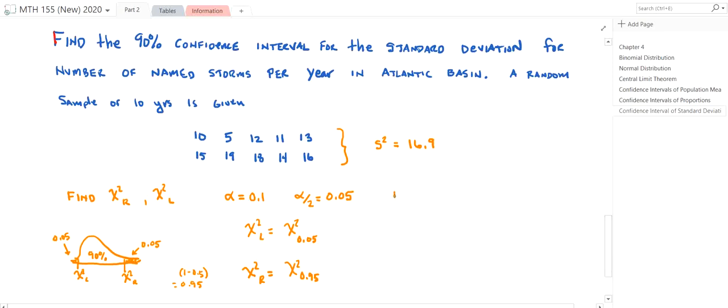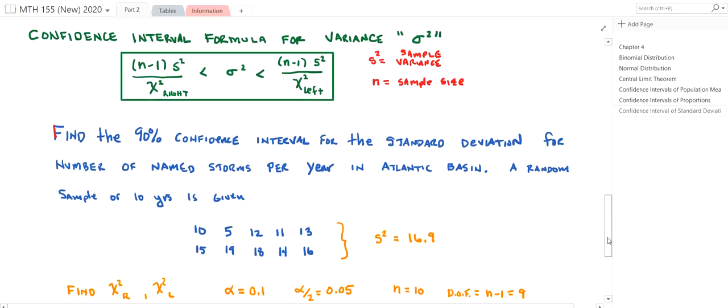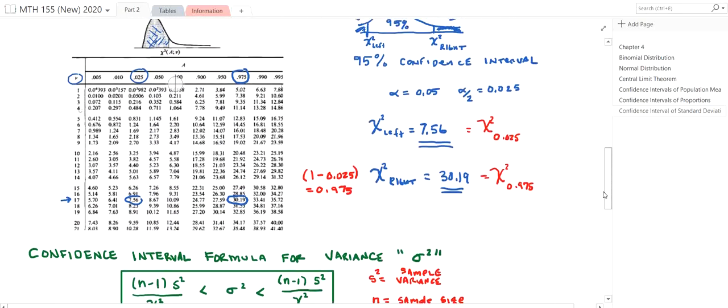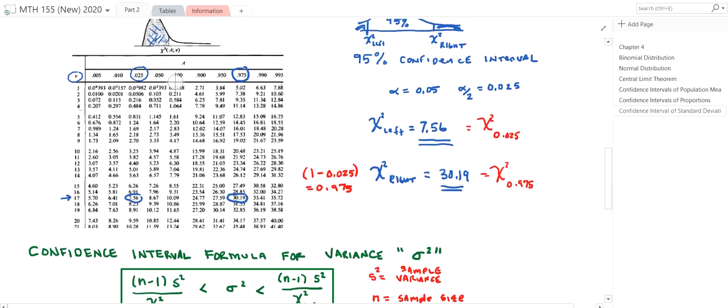Okay, so let's take these values up here to our chart. Let's first do this. N equals 10 here. So our degrees of freedom equals n minus 1 equals 9. So we'll take the 0.05 and the 0.95 up to our chart and enter at a degrees of freedom of 9 on the chart. So 0.05 at 9 is 3.33, and come over here to 0.95, 16.92.